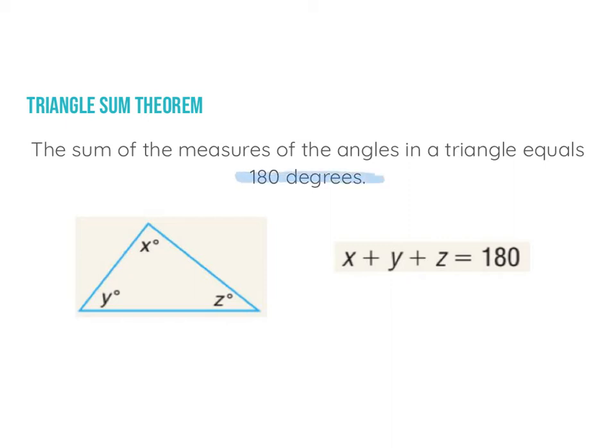So that 180 degrees is kind of the magic number, especially with triangles, but we see that a lot in geometry. So again, all that's just saying that x plus y plus z, all three angles in the triangle, has to equal 180 degrees.